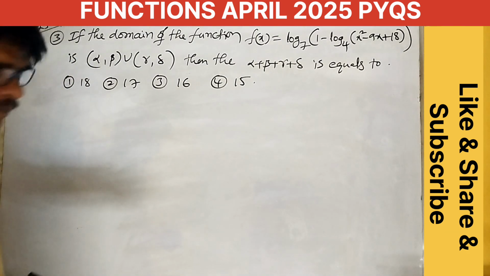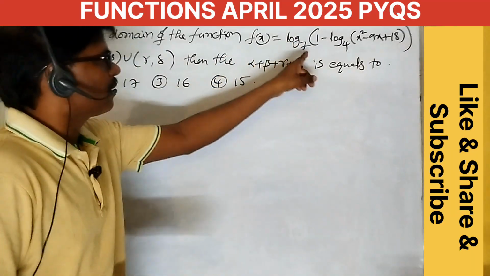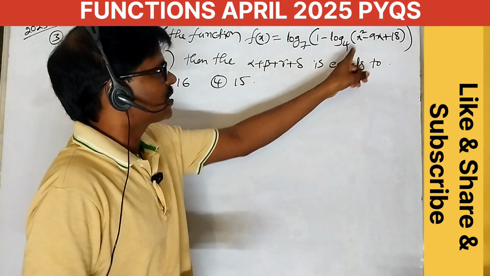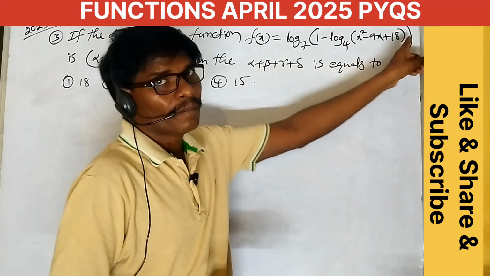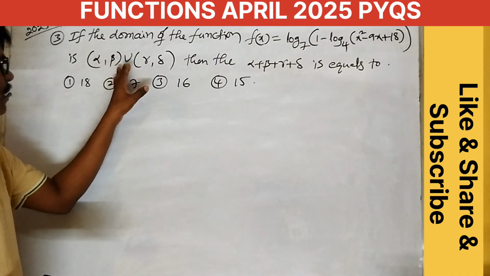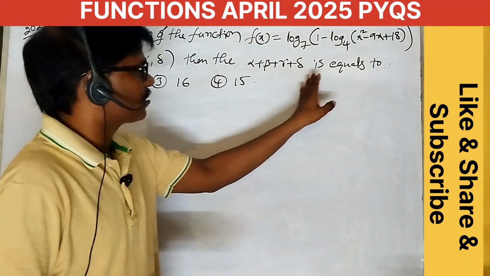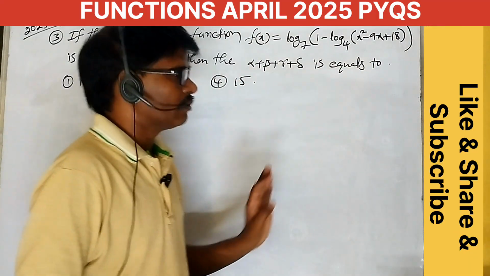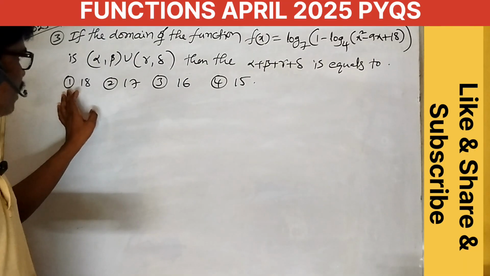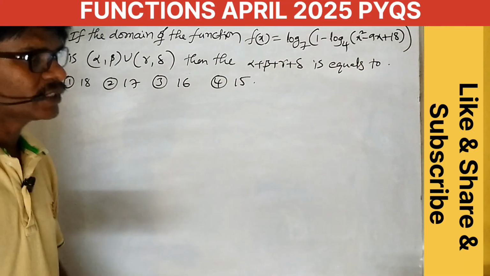Okay, this is question number 3. If the domain of the function is log base 7 of (1 minus log base 4 of (x square minus 9x plus 18)) is alpha comma beta open interval union gamma comma delta, then alpha plus beta plus gamma is equal to what? Option 1 is 8, option 2 is 17, option 3 is 16, option 4 is 15.